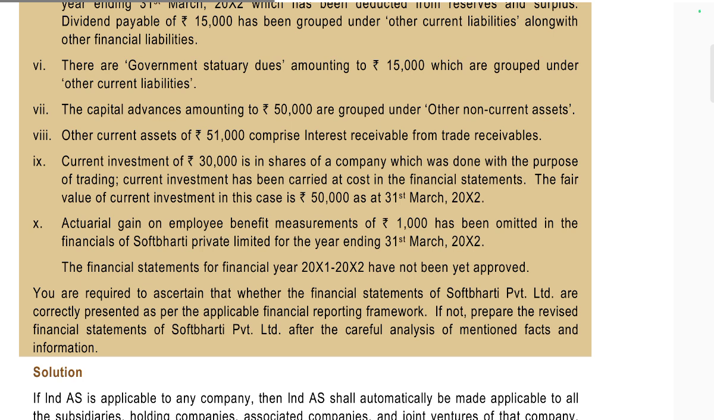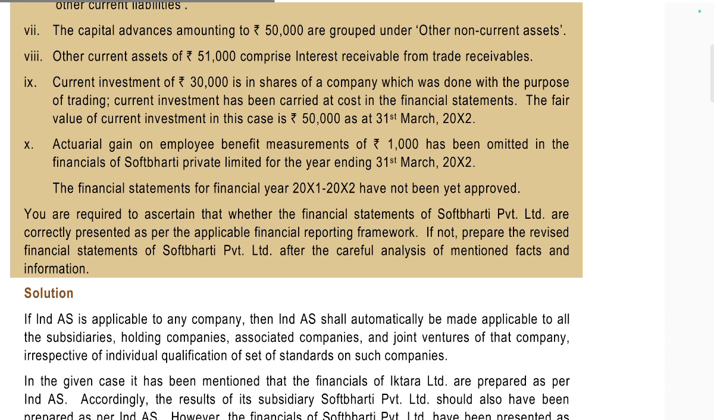Other current asset of 51,000 comprises interest receivable and trade receivable, and the current investment of 30,000 is in shares of a company held for the purpose of trading. Current investments are carried at cost in the financial statement. The fair value of the current investment is 50,000 on 31st March. An actuarial gain on employee benefit measurement of 1,000 has been omitted in the financial statements of Softbury Private Limited as at 31st March. The financial statements for the financial year have not yet been approved.